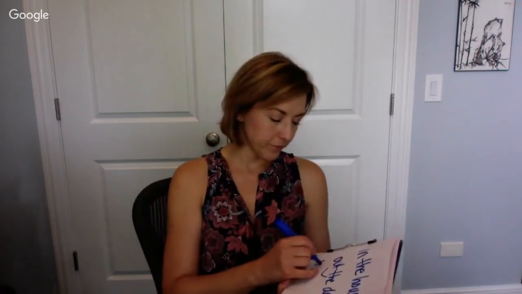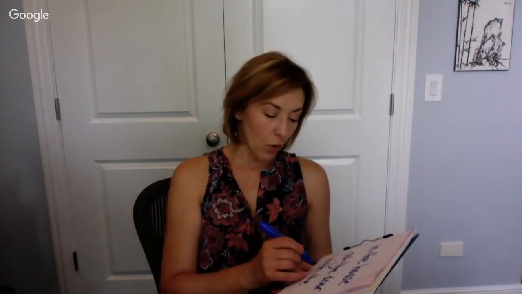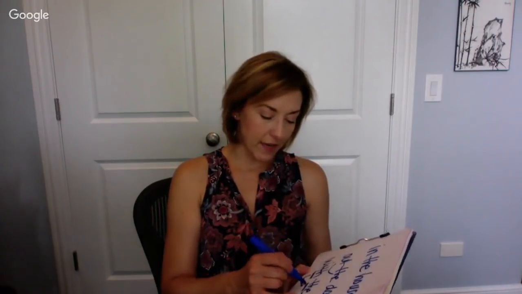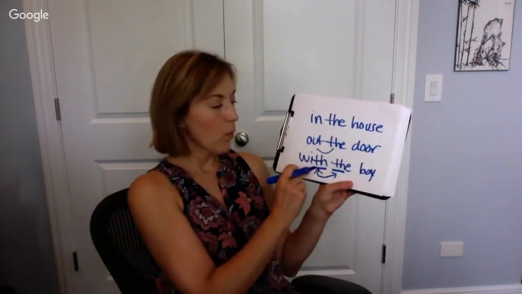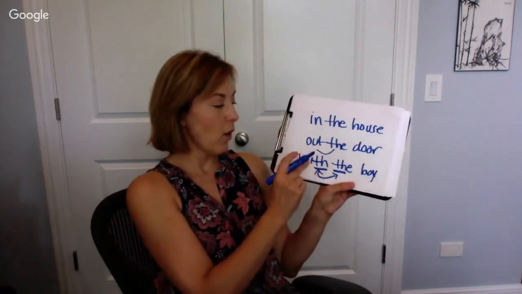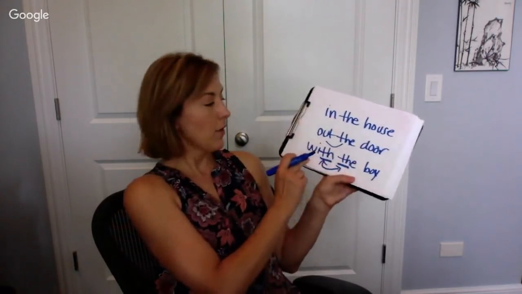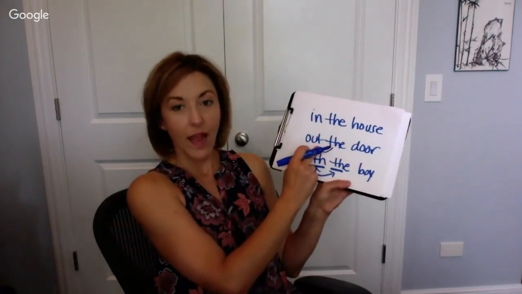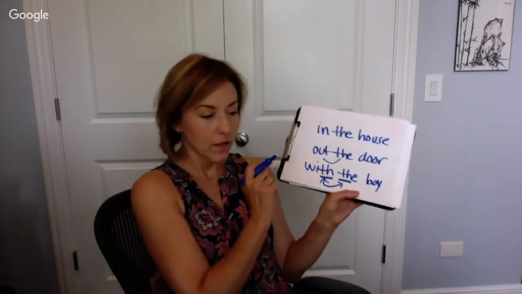Another tip is if we have two THs together, and this happens with any sound, where two words have the same sound at the end and then at the beginning, we're only going to say that TH once. So I'm going to go out the door with a, so I'm just saying with a. So I'm almost like not saying that TH again, with a. I'm going out the door with a boy, out the door with a boy. Did that answer your question, Michael?